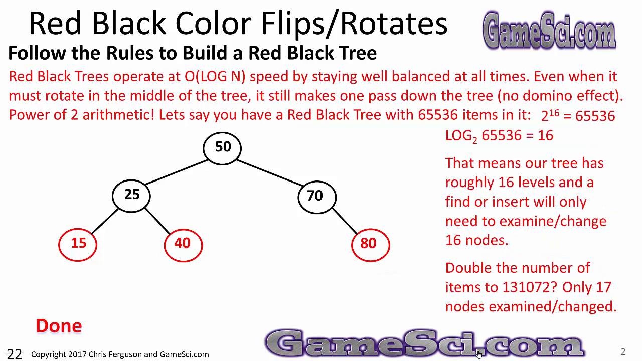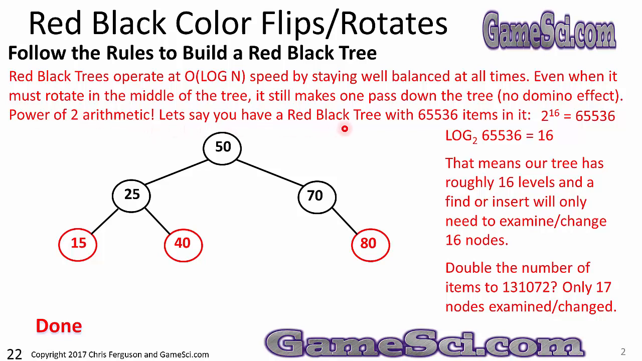Red-black trees operate at order of log n speed by staying well balanced at all times. Even when it must rotate in the middle of the tree, it still makes just one pass down the tree. There's no domino effect with red-black trees. Also, remember your power of 2 arithmetic.